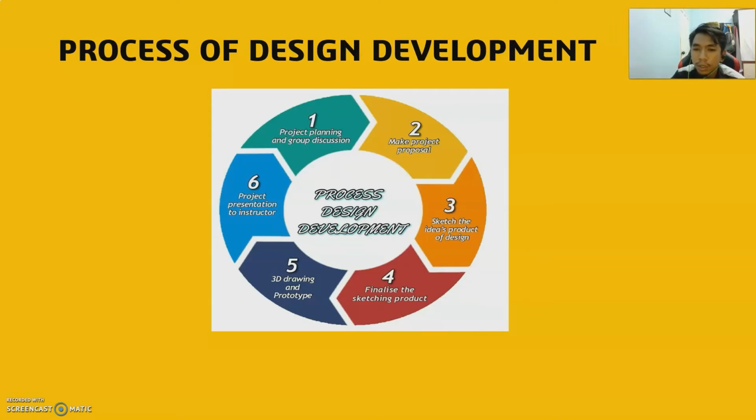Next, we sketched the ideas of the product design. We sketched about 3 designs and after that we presented them to the instructor, and the instructor chose one of the 3 designs and it was finalized as the sketching of the product. Next, we did 3D drawing by using CATIA and a prototype. Lastly, we presented our product to the instructor.